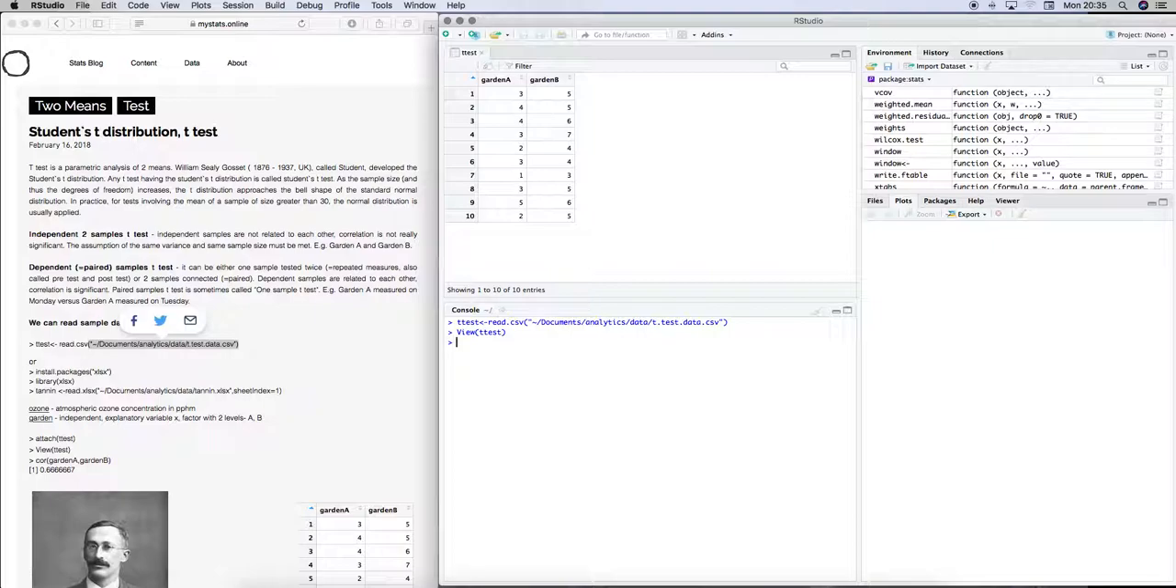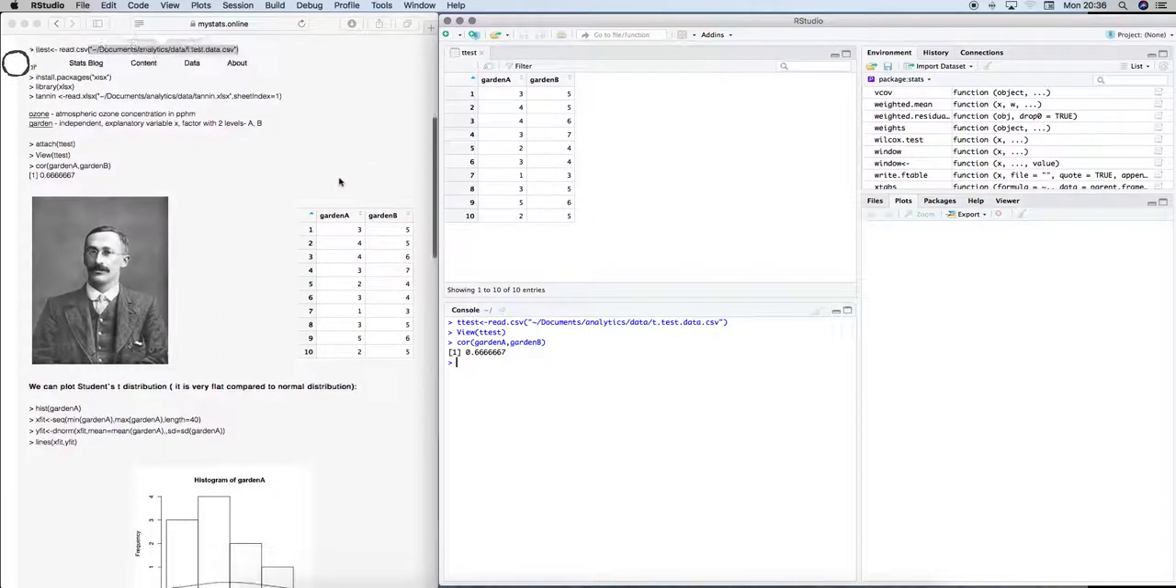So let's say that our task is to confirm that there is a significant difference between ozone concentration in these two gardens. Let's first prove that these two gardens are not really related to each other, that they are really independent, by the correlation coefficient, which is in our case 0.666, which is the medium kind of dependency. Let's say that they are somewhat independent.